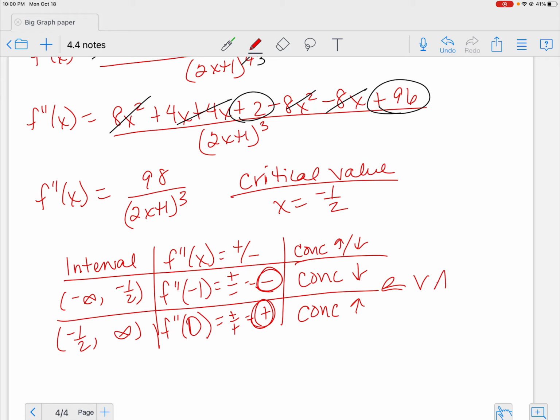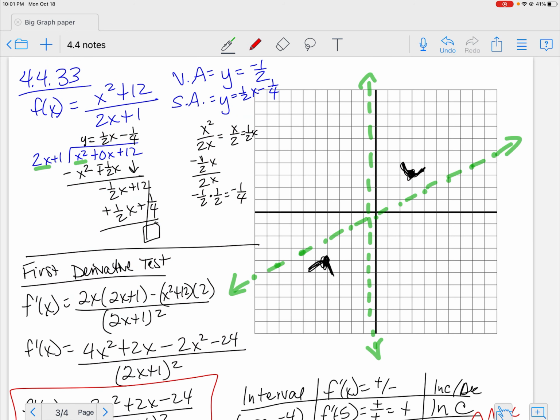And in between there is that vertical asymptote. So I don't have any inflection points, but I'm concave down to concave up, right? All right. So up to that vertical asymptote, it's concave down. Then after my vertical asymptote, I'm concave up. Let's see how that looks in my problem. Is this concave down? Is this concave up?